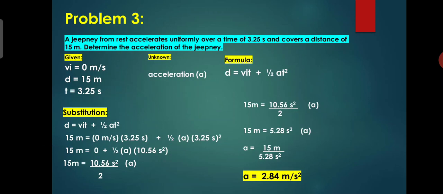For problem number 3, a jeepney from rest accelerates uniformly over a time of 3.25 seconds and covers a distance of 15 meters. Determine the acceleration of the jeepney. So, the given is initial velocity is 0 meter per second. Remember, nanggaling siya sa rest. And then, we have distance is equal to 15 meters and the time is 3.25 seconds. So, the acceleration is the unknown.